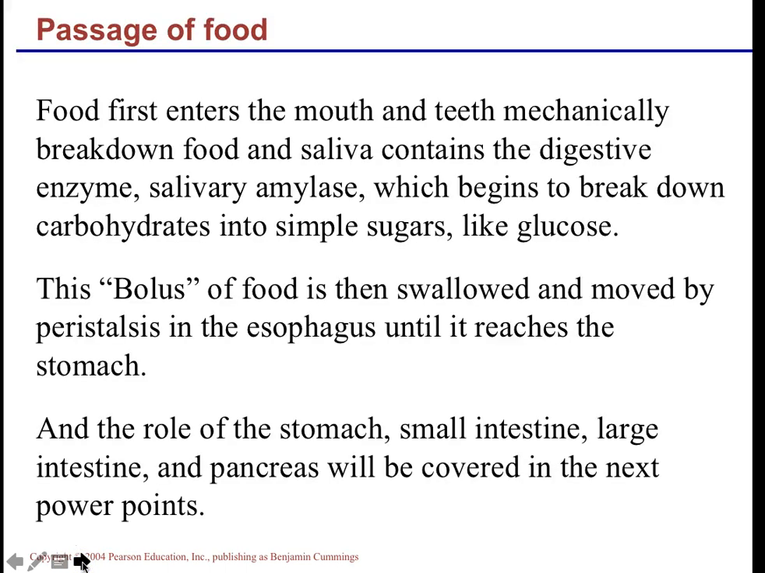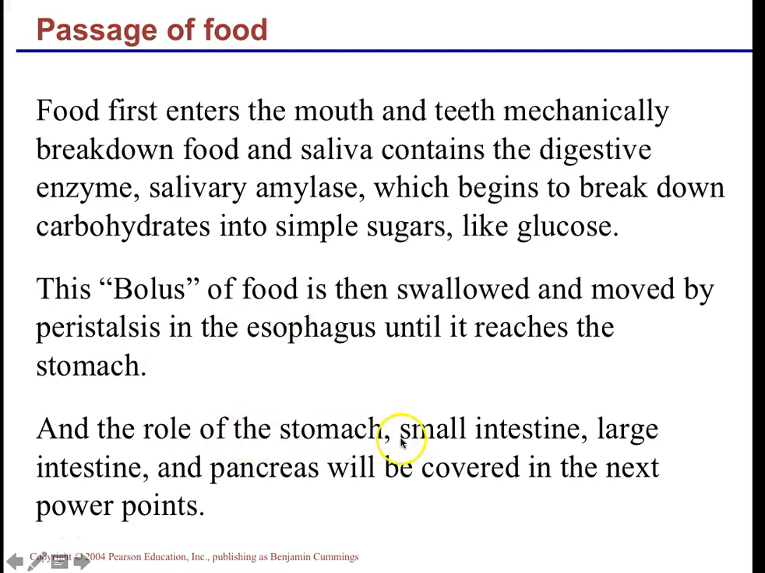Okay, so here we go. Let's eat something. So food is going to enter the mouth. The teeth are mechanically going to break down the food. You're going to salivate. The saliva is going to also enter, and it releases the first digestive enzyme, salivary amylase, which is going to break down carbs into simple sugars like glucose. Then you're going to swallow what is called a bolus of food, and it moves by peristalsis through the esophagus until it reaches the stomach.